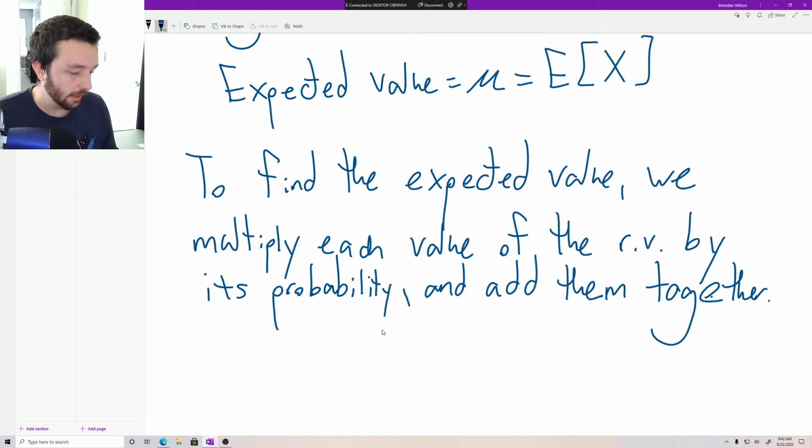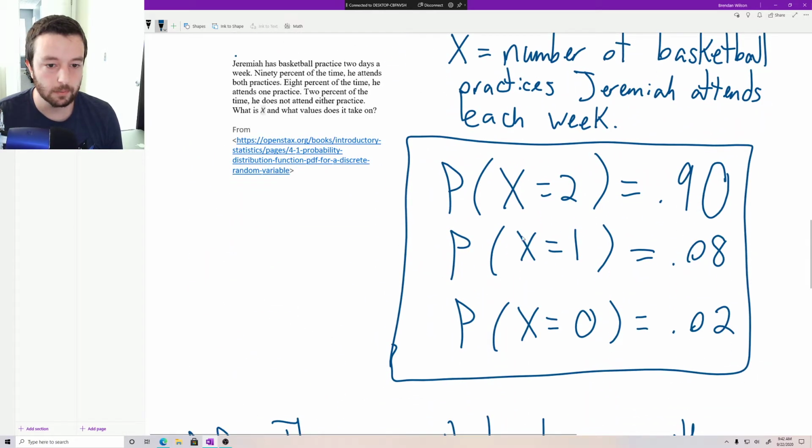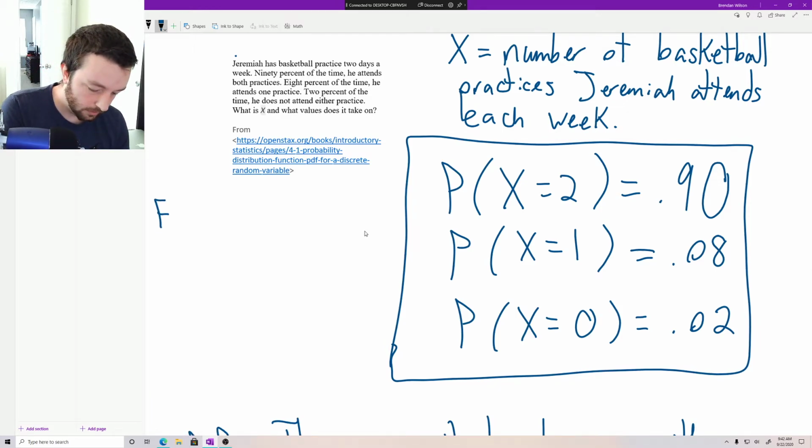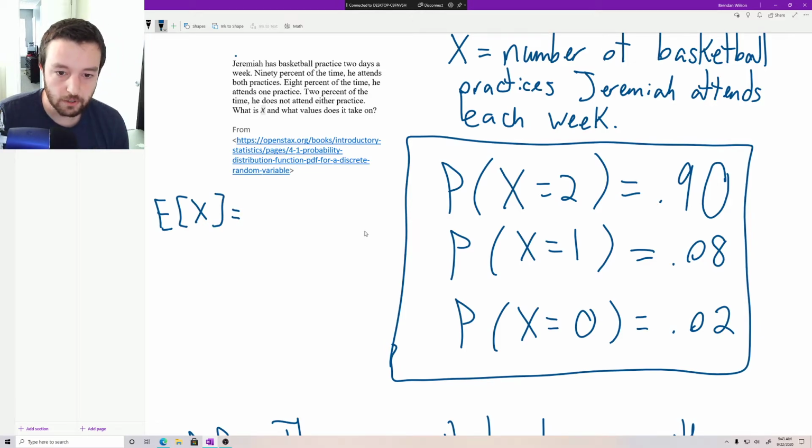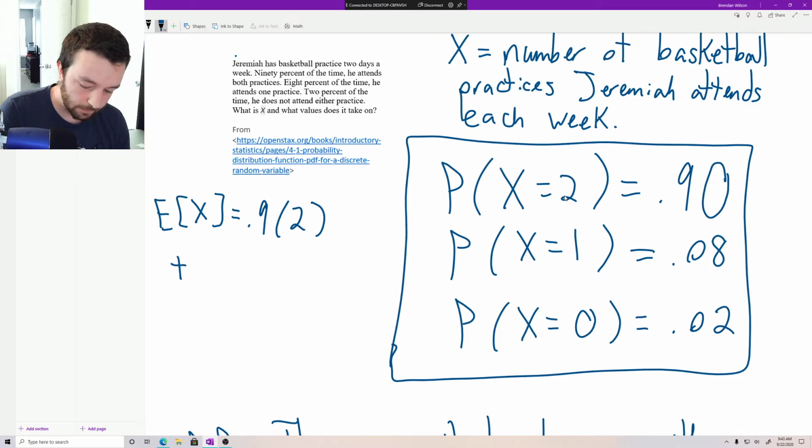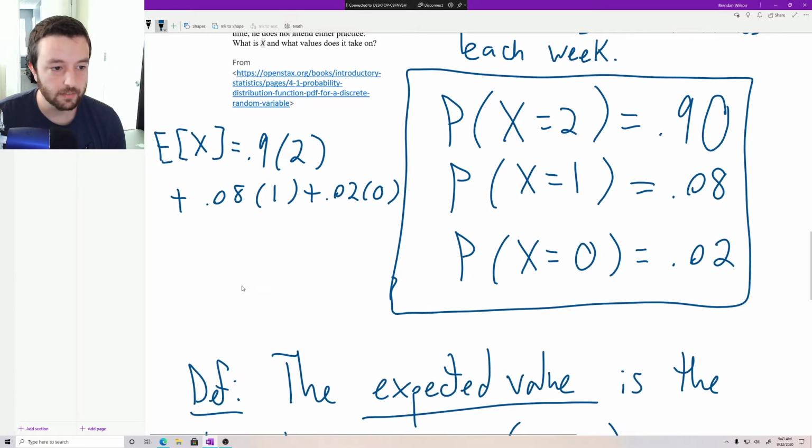So let's look at how this works in practice. Let's go back to this example right here. How would we calculate the expected value, or E of X? Well, it says to multiply the values by the probabilities. These are the values, the 2, 1, and 0. These are the probabilities. And then it says to add them together. So we do 0.9 times 2, the probability times the value, plus 0.08 times 1, plus 0.02 times 0. And this will give us the expected value.